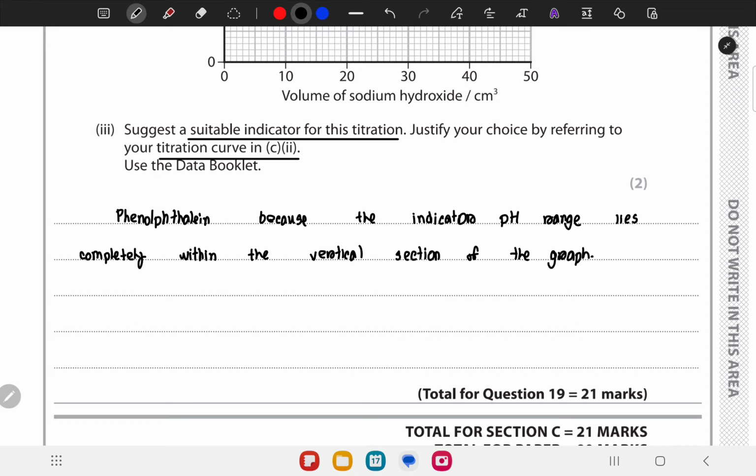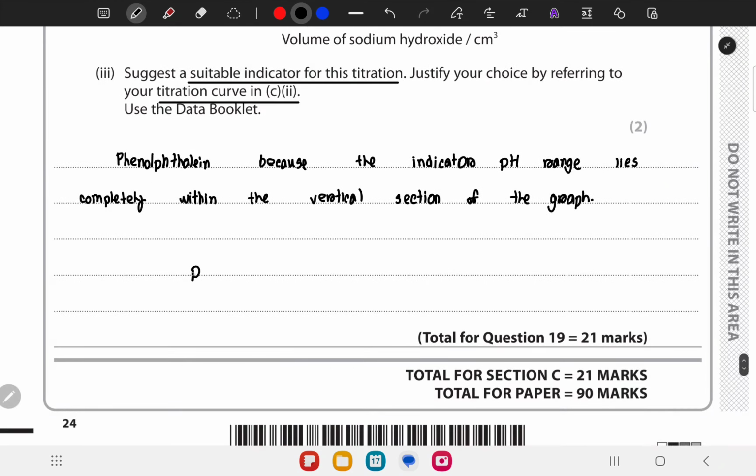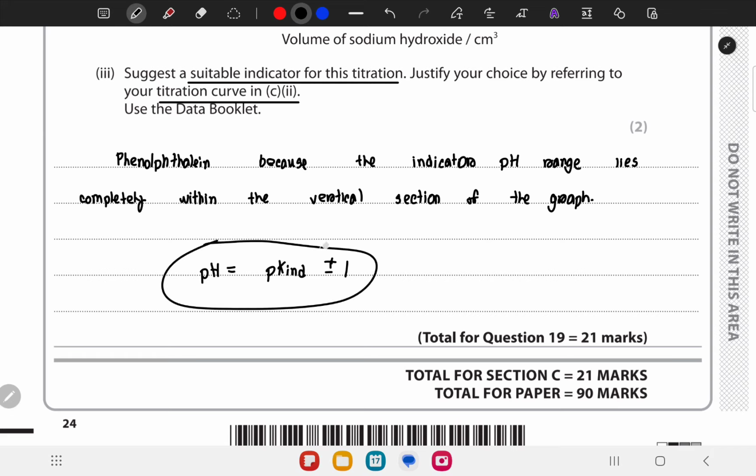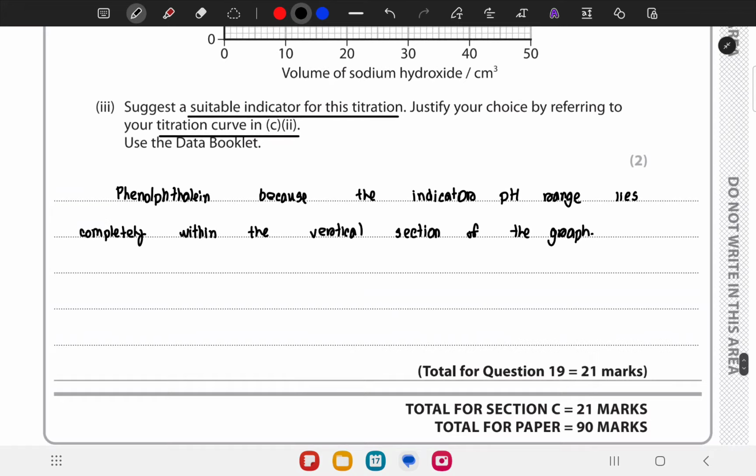We could have also used bromothymol blue or phenol red in this case. The pH range for an indicator is the pK of the indicator plus or minus 1. So the upper range is pK indicator plus 1 and the lower range is pK indicator minus 1. So it's somewhere over there. In the data booklet, the pH range is given as well. And that's it for this paper.